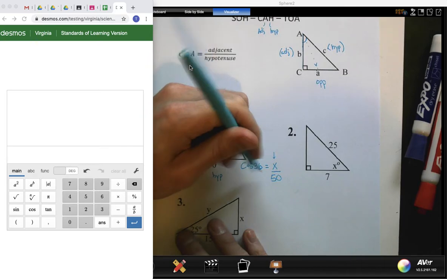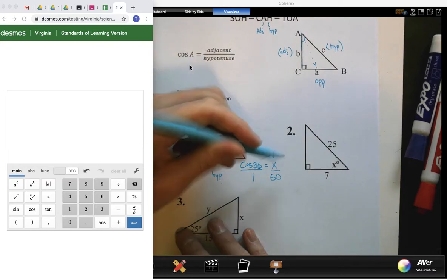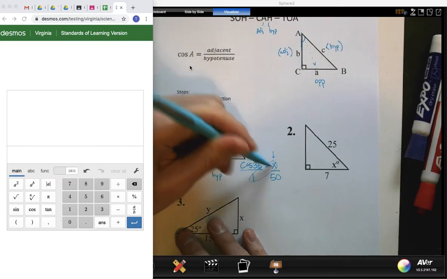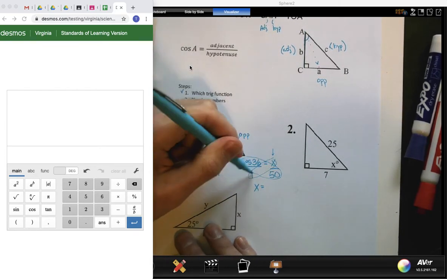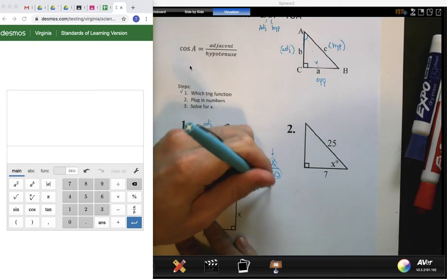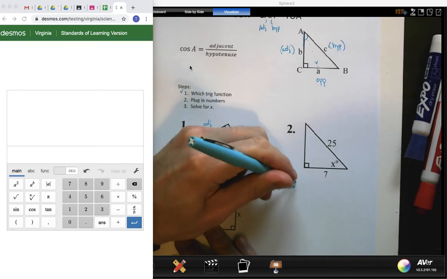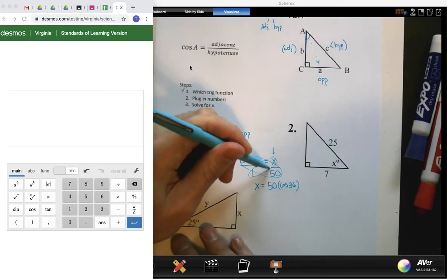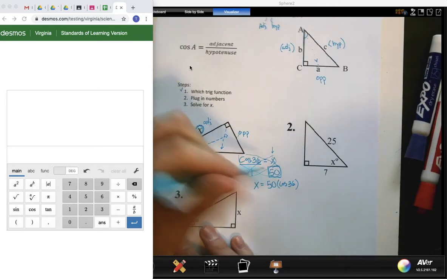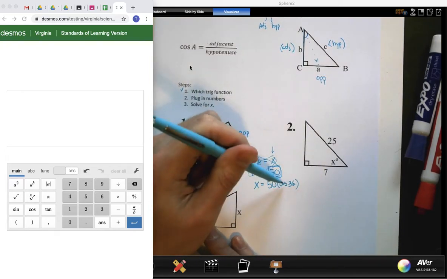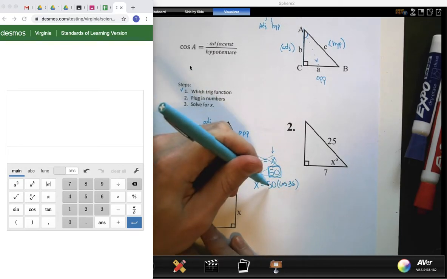To set up our proportion, I'm going to set cosine 36 over 1 because anything divided by 1 is itself. And when you cross multiply, I'm going to get x is equal to, because 1 times x is just x, 50 times cosine 36. Now, when you're doing this, be sure that your constant, your 50, is in front of your trig function. You don't want to plug it into the calculator as cosine 36 times 50. You want to keep the 50 out front here.